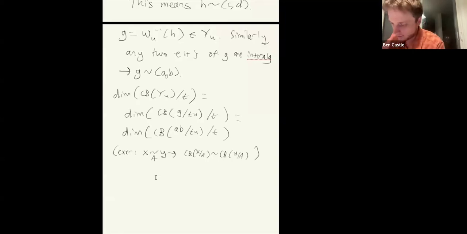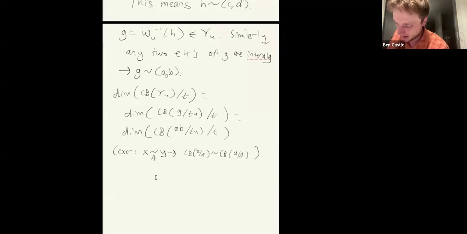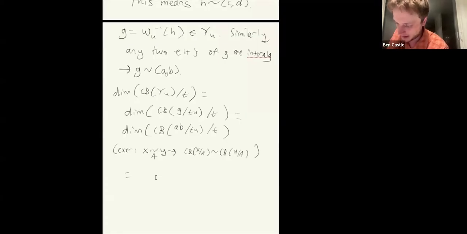Okay, so the dimension of CB of YU over T can be traced back to the dimension of the CB of AB over TU. Okay, but what is that? Well, AB is a generic point of our original curve XT over TU. So that's just XT, right? So this is just the dimension of CB of XT over T. And this is because AB is in XT and it's generic over TU. That was by construction.